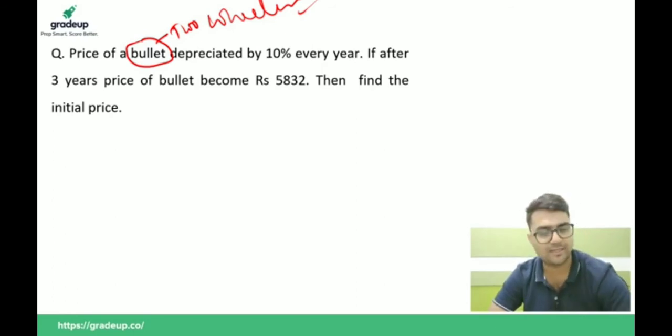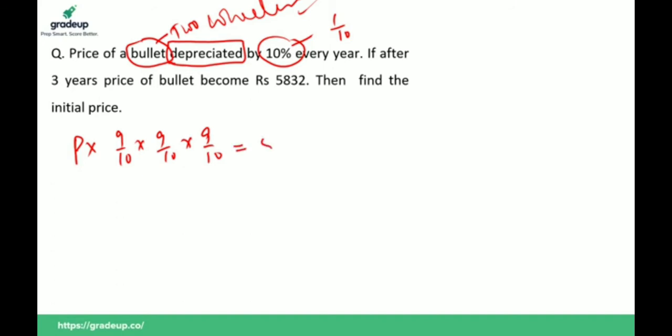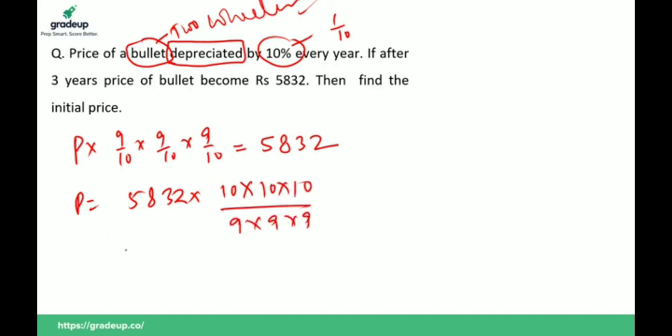Please try to attempt this question. Depreciated means decreased. It is a depreciation, so 10% every year. Let the price of the bullet be P. It is depreciated by 1 by 10, so I can write 9 by 10, 9 by 10, 9 by 10. And after this, the price of the bullet becomes this. Then the initial price of the bullet is 10 into 10 into 10 divided by 9 into 9 into 9. After solving this, you will get your answer. Please solve this and give the answer in the comment box.